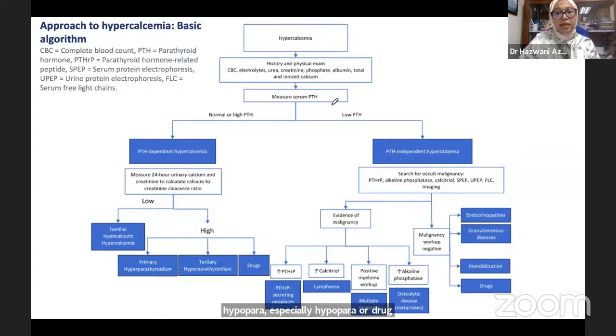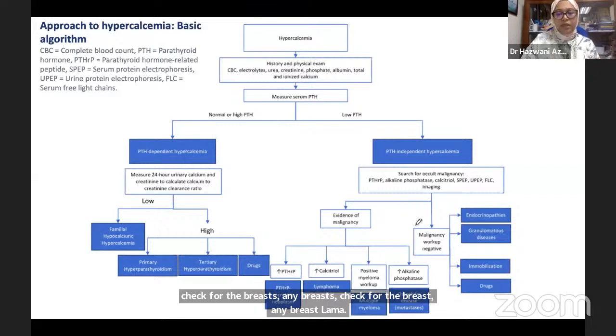So if the PTH turns out to be low, then we have a whole list of differential diagnoses. Then we have to search hard based on the patient's background history, and other investigations that might help. The easiest ones are the ALP, serum protein electrophoresis, urine protein electrophoresis, free light chain, and then we look for any evidence of malignancy, any altered bowel habit or things like that that might suggest it. Check for the breast, any breast lump, and then we proceed with the suspicion that we have after we examine the patient.